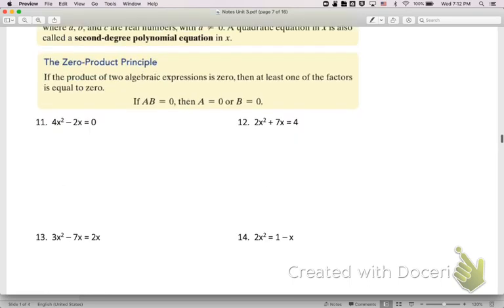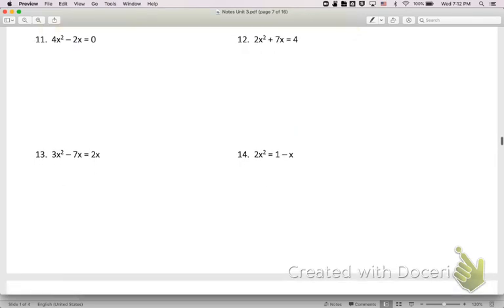So if we want to use this idea to solve quadratic equations by factoring, then our first step is to get the equation equal to 0, and then we can factor and apply that zero product principle.